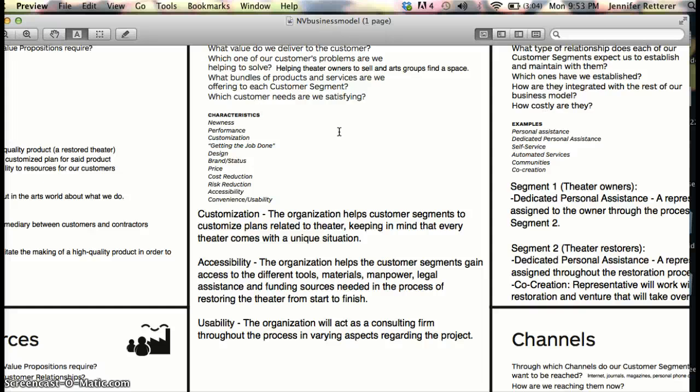For accessibility, the organization would help the segments gain access to different tools and materials and the manpower. And I also said the legal assistance and funding sources that are needed in the process of restoring the theater. So we would help our customers gain access to those things that they need. And then for the usability, I said that we would sort of be functioning as a consulting firm, so I think that that sort of helps with the usability of the restoration project or the process.